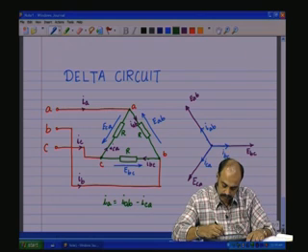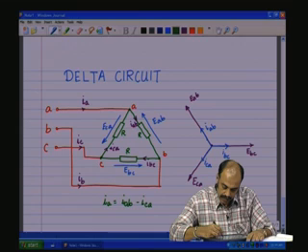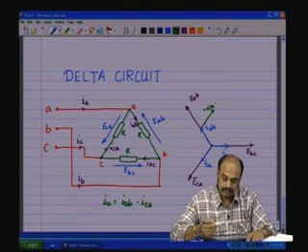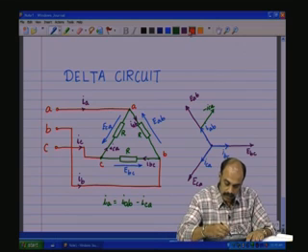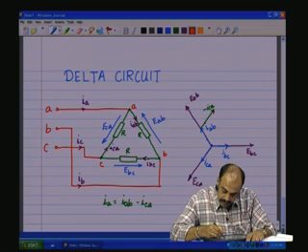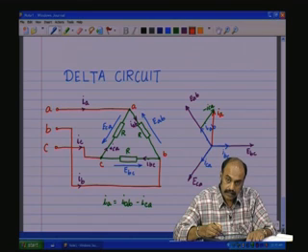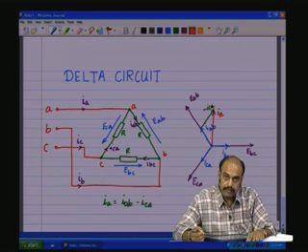So, let me draw this. ICA minus should be like this, isn't it? So, it goes like that. This is minus ICA, and the resultant is like that. This is IA. So, you see IA is IAB vectorial sum minus ICA.